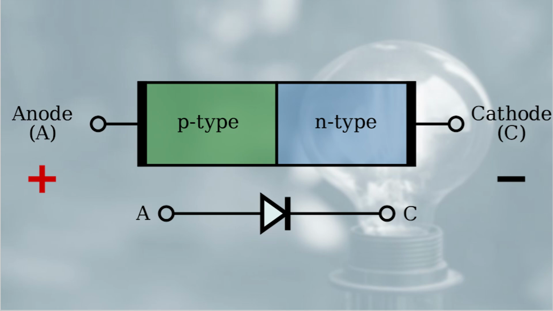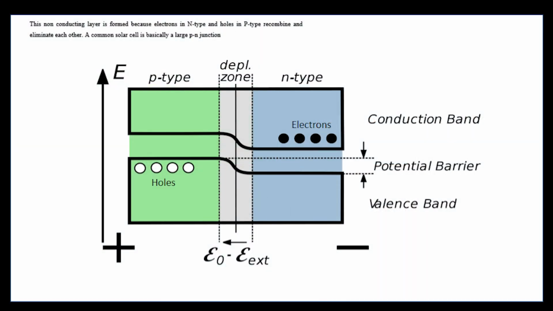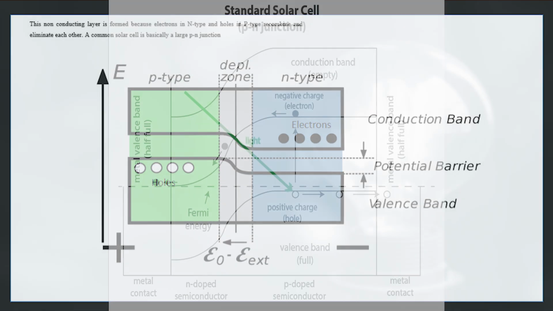P-type and N-type semiconductors are relatively good conductors, but the junction where they are joined becomes non-conducting. This non-conducting layer is formed because electrons in N-type and holes in P-type recombine and eliminate each other. A common solar cell is basically a large p-n junction.